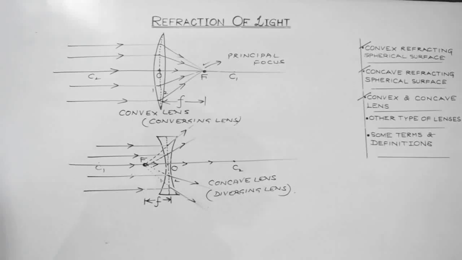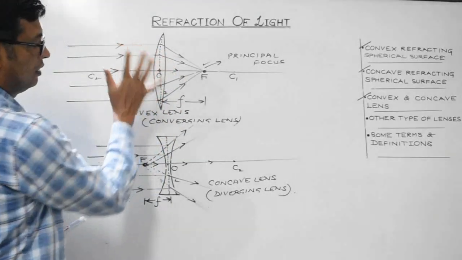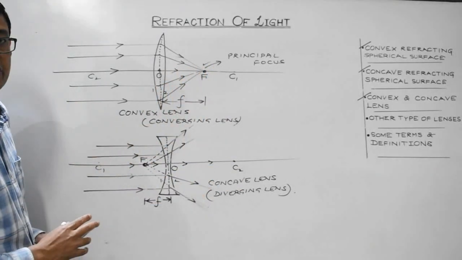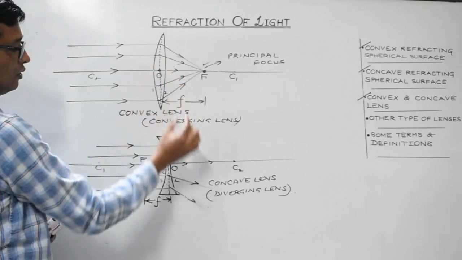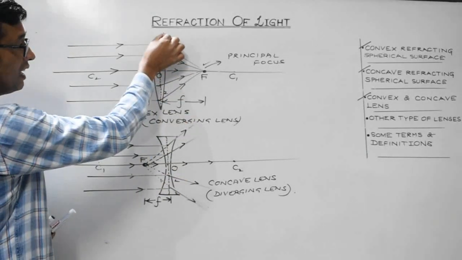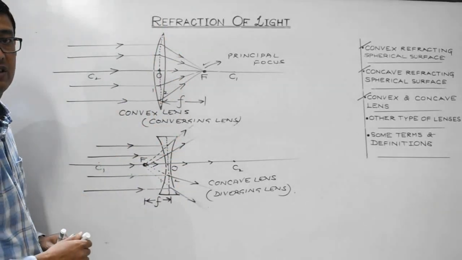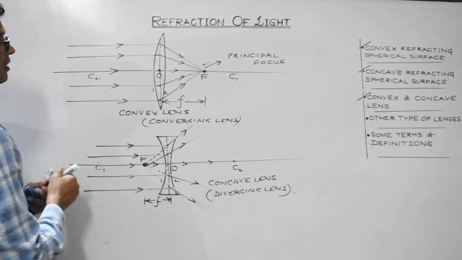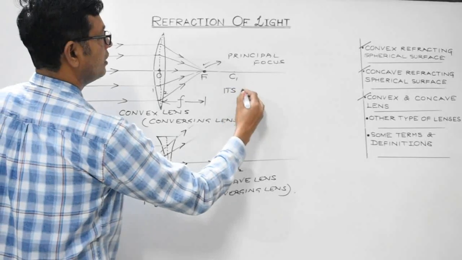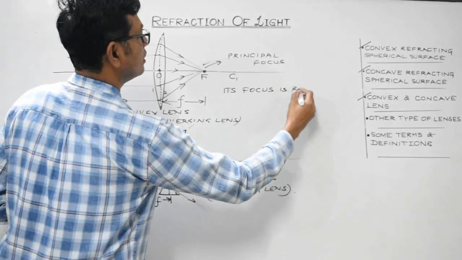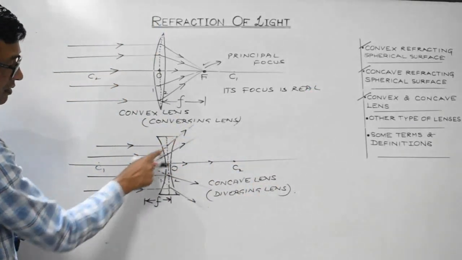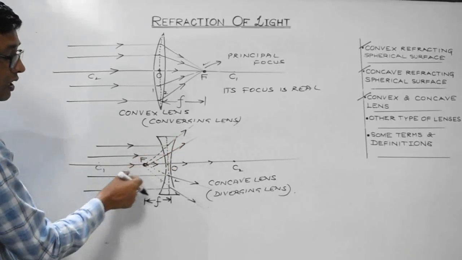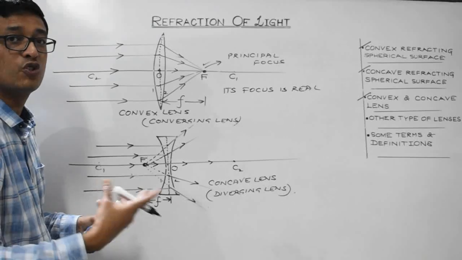So I hope it's pretty clear. One more thing, students. Basic difference, as I've told you, it is converging nature, it is of diverging nature. Second difference, it is thick at the center while it is thin at the center. It is thin at the edge while it is thick at the edges. Another difference, its focus is real. While on the other hand here, the dotted lines are getting intersected at a particular point. So dotted lines, intersection of dotted lines is imaginary or virtual, right?